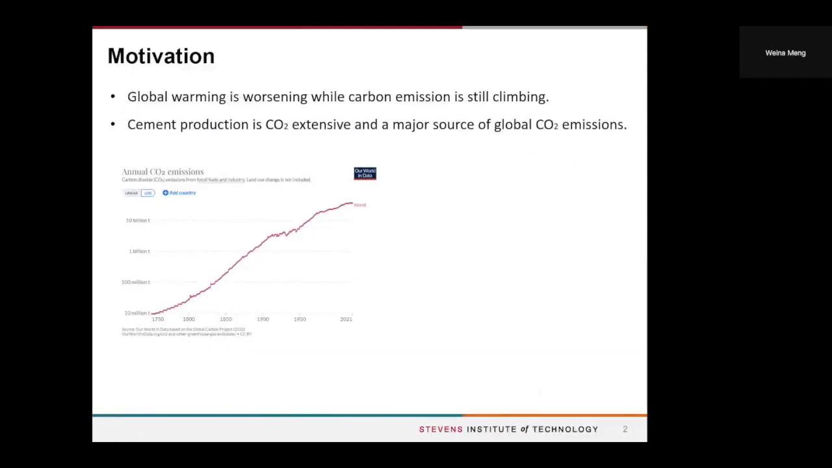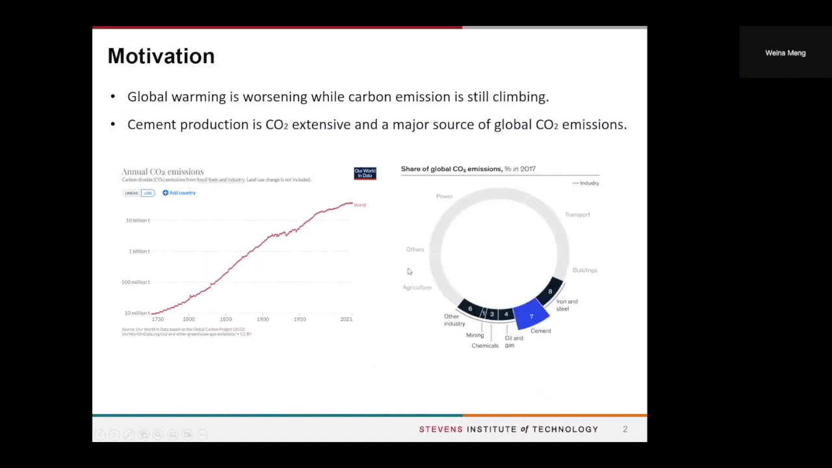For now, I believe many of you have a strong feeling that global warming is getting worse, right? Just a few days ago in our area, the New York area, the temperature reached up to 26 degrees Celsius, which is really abnormal. But unfortunately, as you can see in this figure, the carbon emission is still climbing.